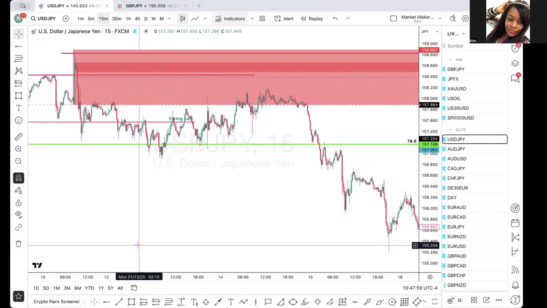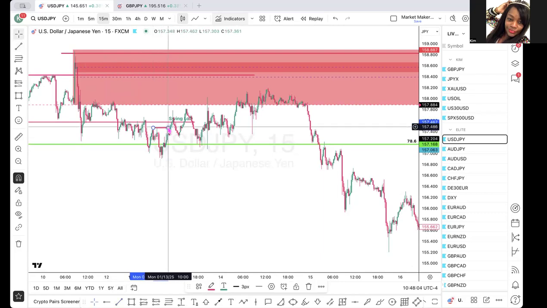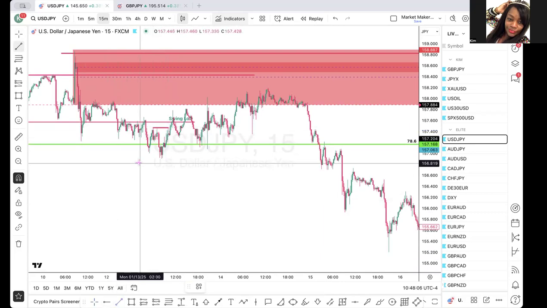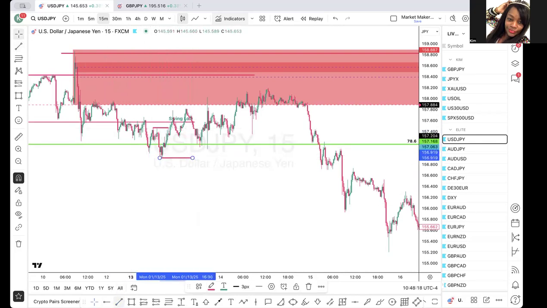So the fact that we had a break of structure here or a change of character here, and then we had one. So that makes this the swing low, and then this is the swing high. People will see this and say, oh, it broke structure. It did not break structure. It will trick you out of your trade.